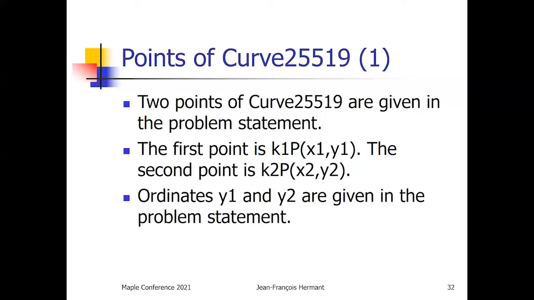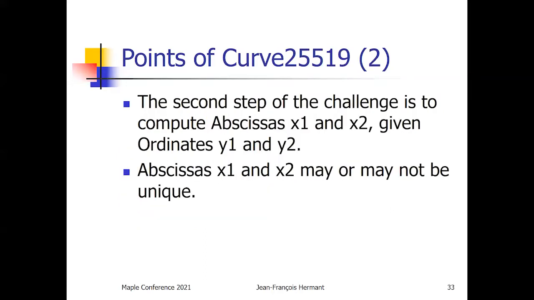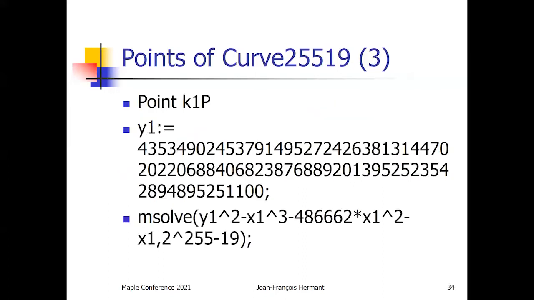Okay, so 2 points of curve 25519 are given in the problem statement. The first point is K1P with coordinates x1 and y1. The second point is K2P with coordinates x2 and y2. y1 and y2 are given in the problem statement. So the second step of the challenge is to compute x1 and x2 given y1 and y2. Be careful, as I said previously, x1 and x2 may or may not be unique.